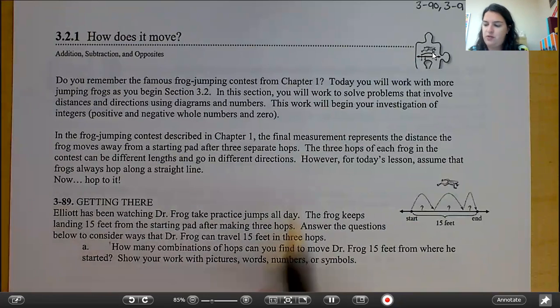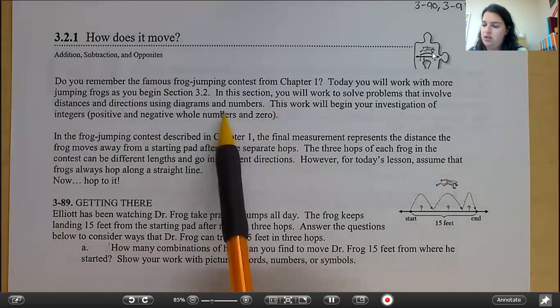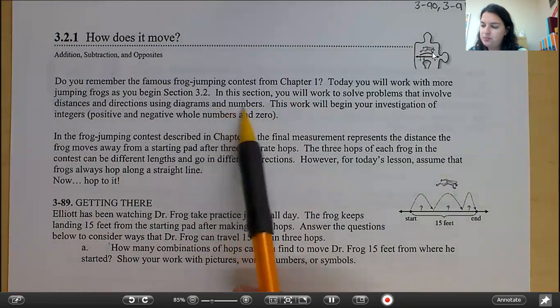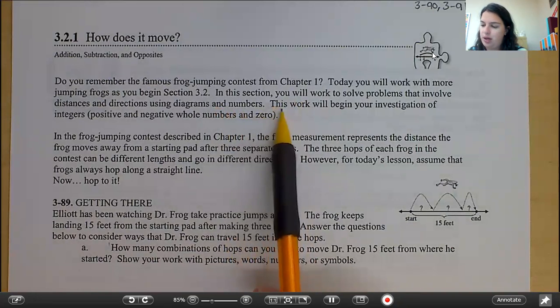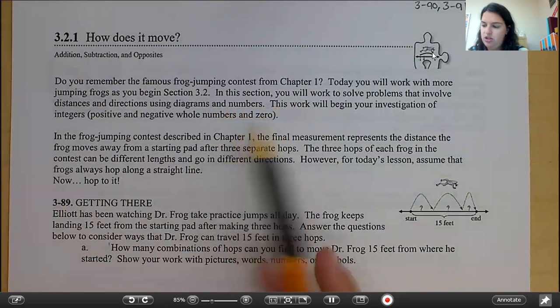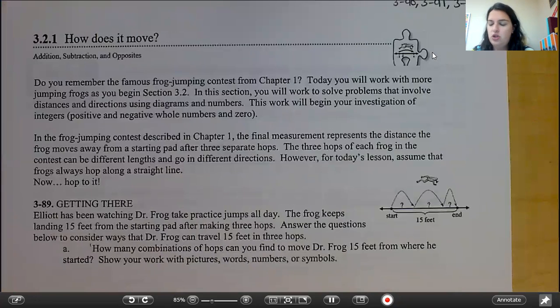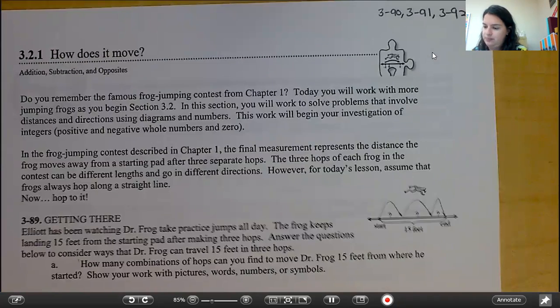Do you remember the famous frog jumping contest from Chapter 1? Today you will work with more jumping frogs as you begin Section 3.2. In this section, you will work to solve problems that involve distances and directions using diagrams and numbers. This work will begin your investigation of integers, positive and negative whole numbers, and zero. So we're going to start with problem 390.